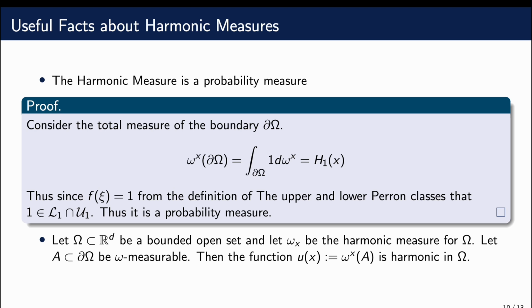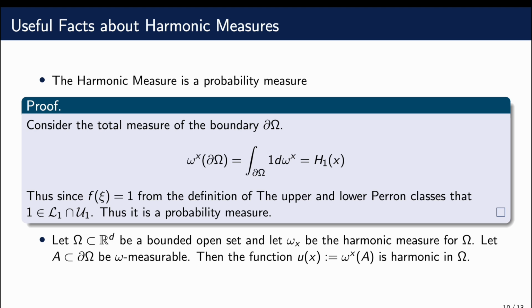A couple of useful facts. As I mentioned earlier, it's the probability that the Brownian motion goes through the subset of the boundary that you're measuring. So it makes sense that it itself is a probability measure. The proof of that is quite short. You can just consider the measure of the total boundary, which is just the characteristic function on the boundary. So it's just 1.